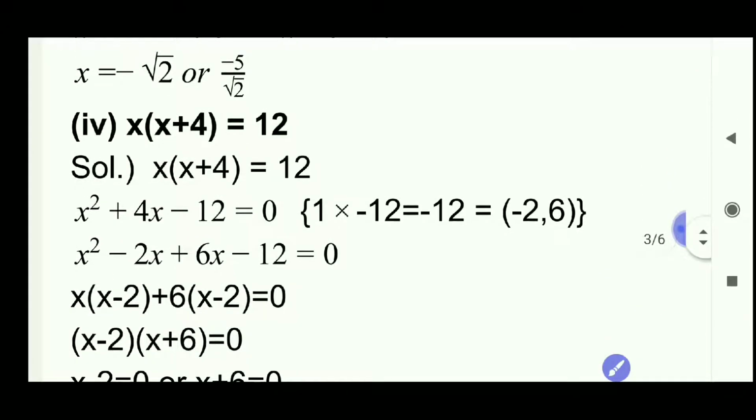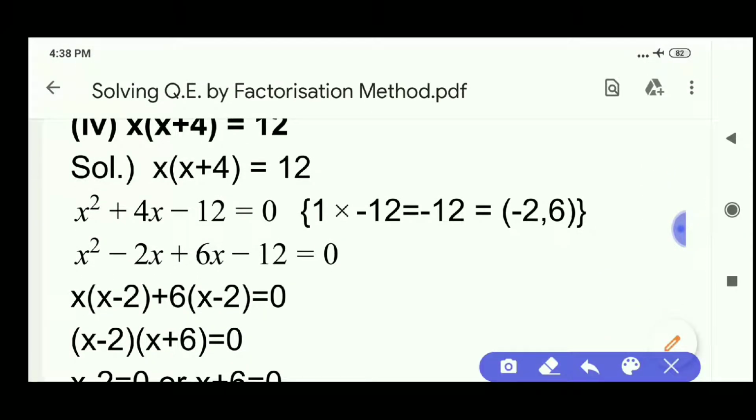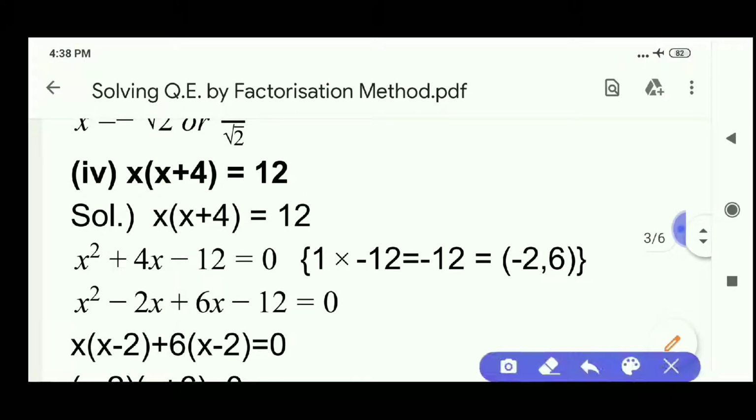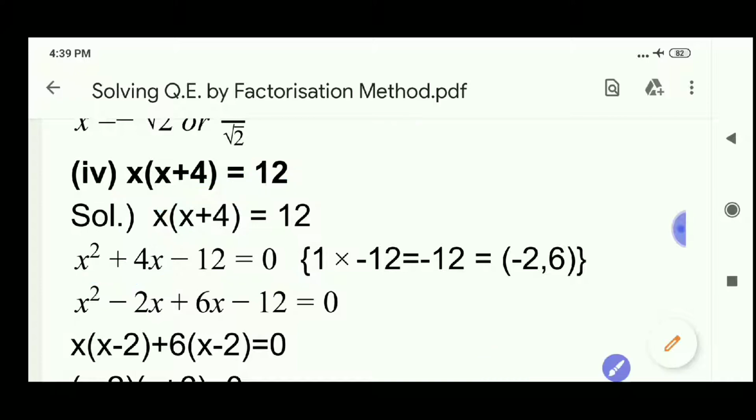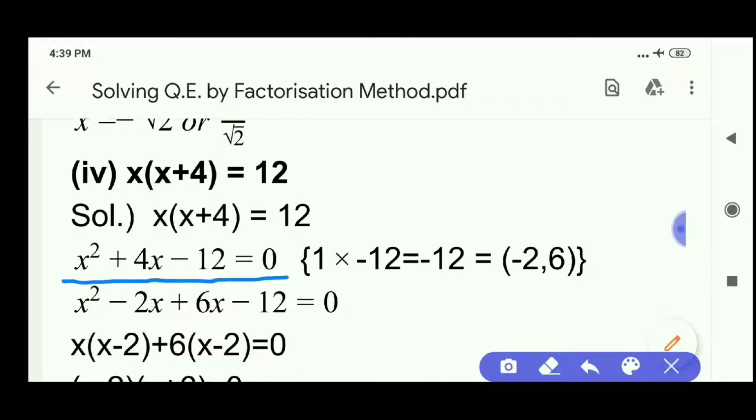Let us solve one more question. The question is x into x plus 4 is equal to 12. Just multiply. Now we get x into x, x square, plus x into 4, 4x. Bring this 12 to the left side. It is minus 12 is equal to 0. Now the equation became x square plus 4x minus 12 is equal to 0.